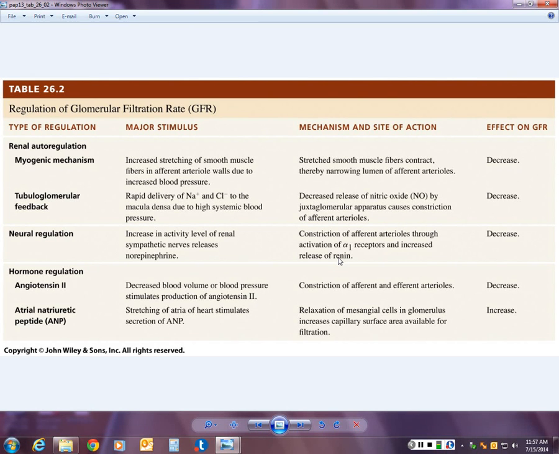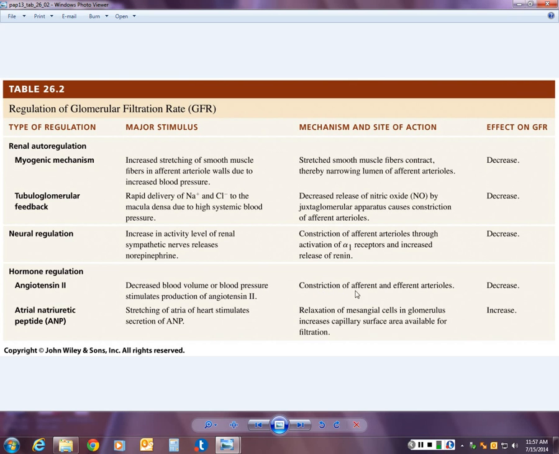Well, if you recall way back in chapter 18, one of the intended goals of the renin-angiotensin pathway was an elevation of blood pressure. So it should make some sense that you want to decrease your GFR, especially if your blood pressure is low. Because if you decrease GFR, you'll make less urine, allowing you to hopefully increase your blood pressure. So the stimulus for angiotensin II is decreased blood volume or low blood pressure.